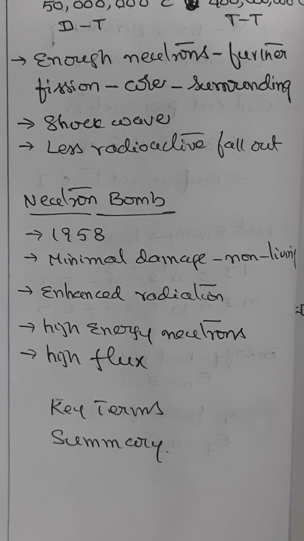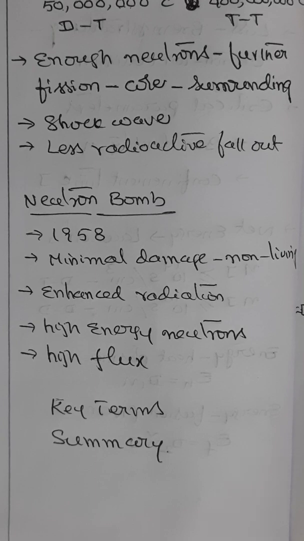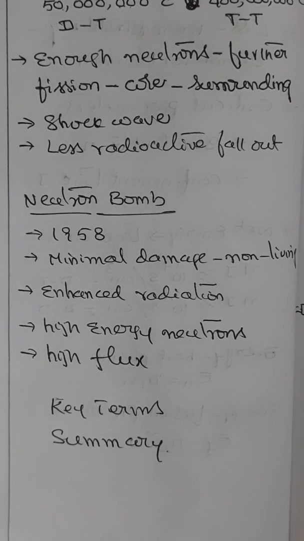Though it has less destructive power, it kills all living beings by a very high neutron radiation dose. The high-energy neutrons released can penetrate buildings and structures without physically damaging them, while killing all the living beings in the vicinity. In principle, it works on the basis of a fission reaction that releases a high flux of energetic neutrons. So this is what you need to know about the neutron bomb.